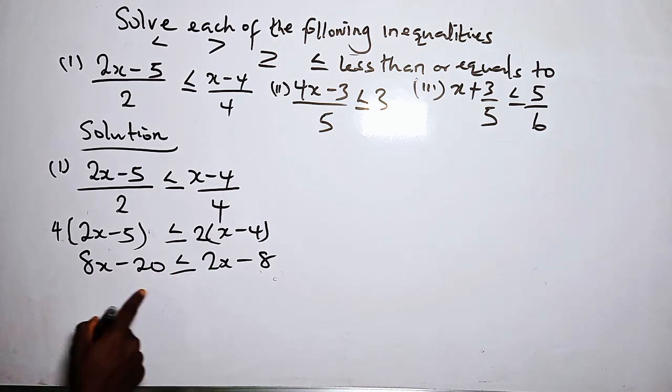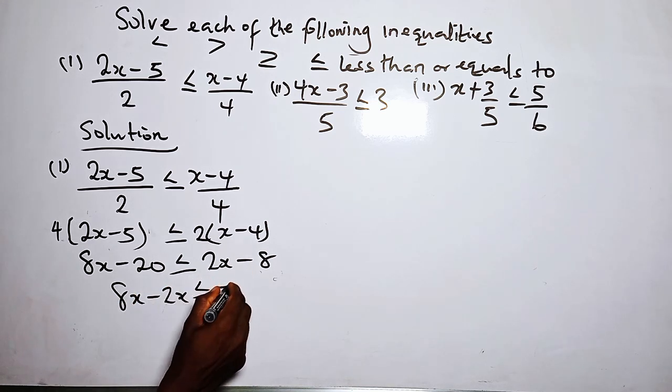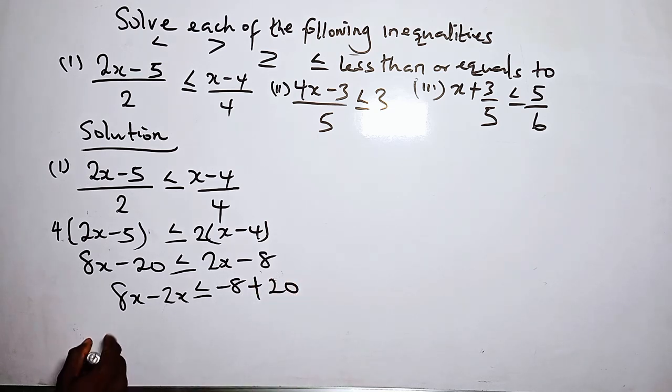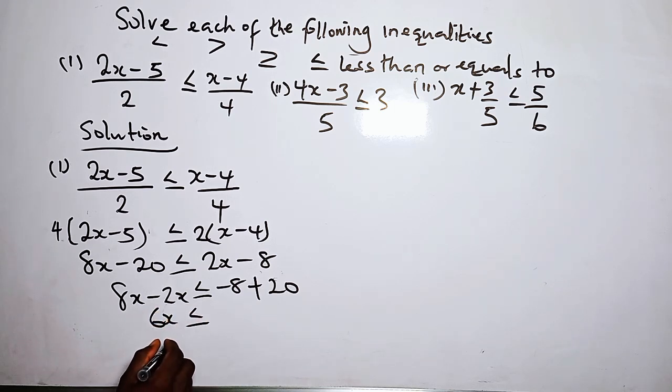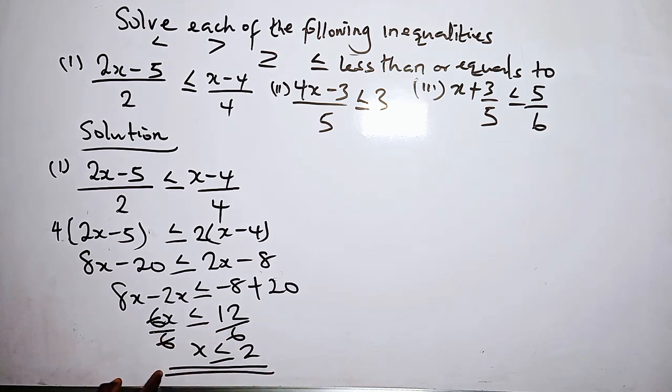We collect the like terms, so here we have 8x, so this becomes minus 2x, there's a positive sign so it turns to negative, so here we have less than or equals minus 8, for minus 20, we have plus 20. So when we open up this, we have 6x less than or equals, for minus 8 plus 20, we have 12. So what do we do now? We divide by 6, so this is out, so we have x less than or equals 2. When we simplify this, we have 2, so that is the first one.